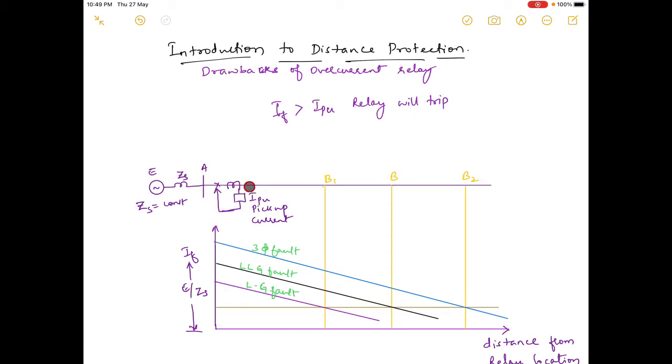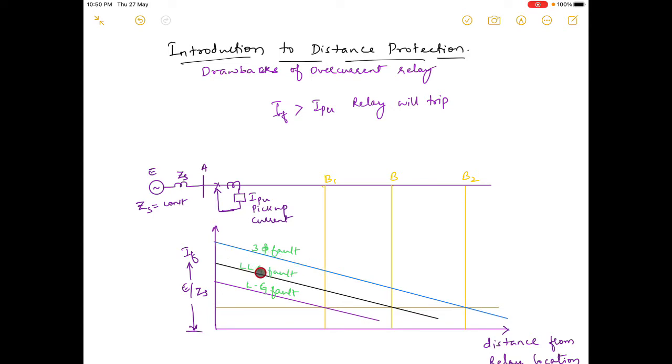But as the length of the transmission line increases, the impedance also goes on adding. That is, the transmission line impedance, meaning resistance plus reactance, goes on adding. So the current value will decrease, correct. Is this line correct? Did you understand this blue line?